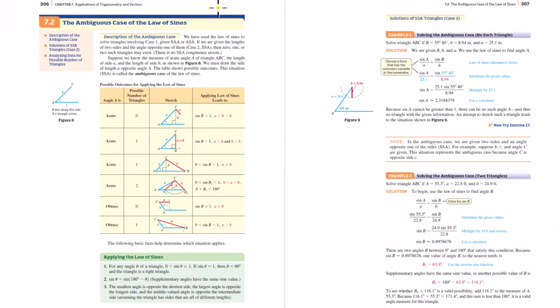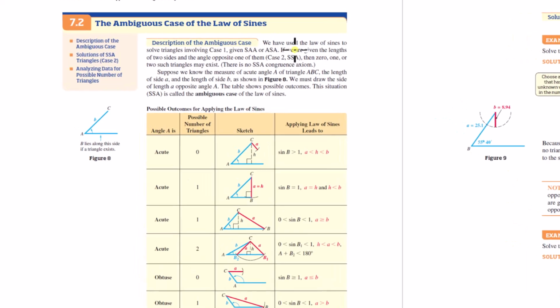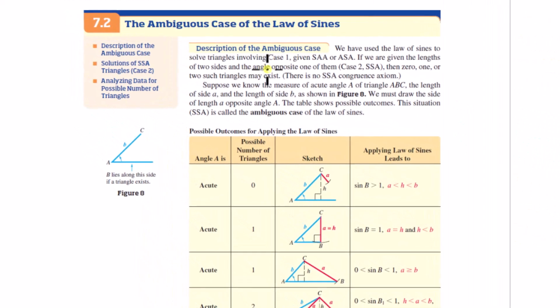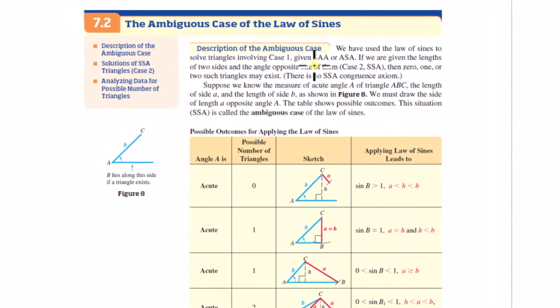Okay. Let's take a look. We have used the law of sines to solve triangles involving case 1, the angle-side-angle or side-angle-angle condition, the nice case, the non-ambiguous case. But if we are given the lengths of two sides and the angle opposite one of them, then we have the side-side-angle case, the ambiguous case of the law of sines. And in that scenario, there are three possibilities. It could be the case that no triangle is possible.